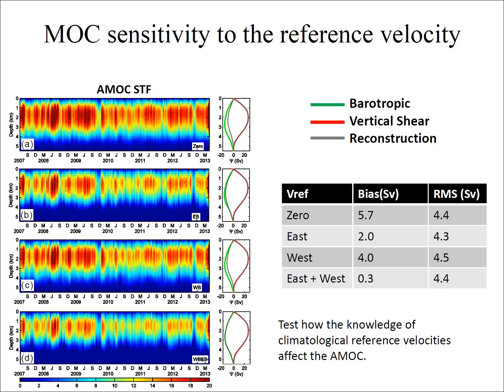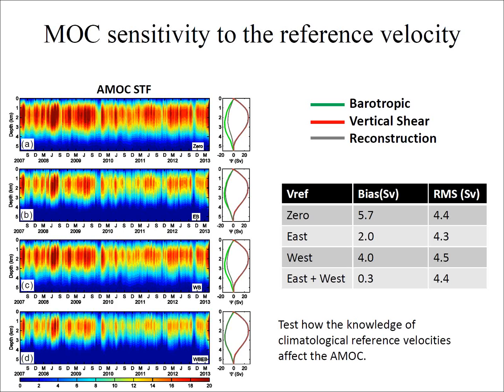For the vertical shear, the gray one doesn't change. As we expect, the vertical shear is not influenced by the reference velocity, because you have zero integrated transport in the vertical shear component. The barotropic component is the one mostly affected by the reference velocity. If you use 0, we have a little bit of misrepresentation here. You get a generally stronger AMOC because the vertical shear and the barotropic compensate each other, so if you reduce your barotropic part, you increase the total AMOC.